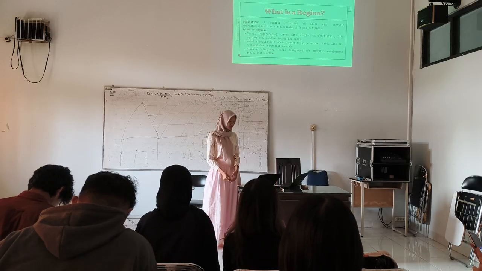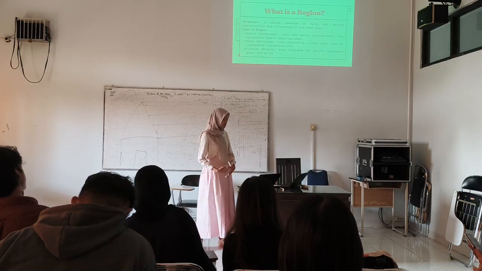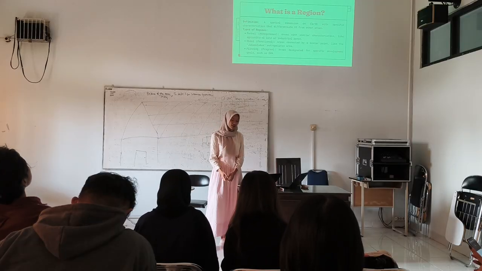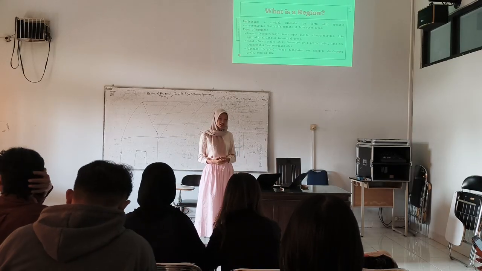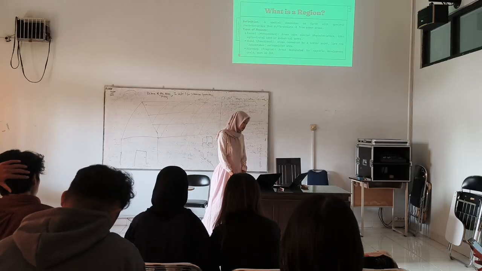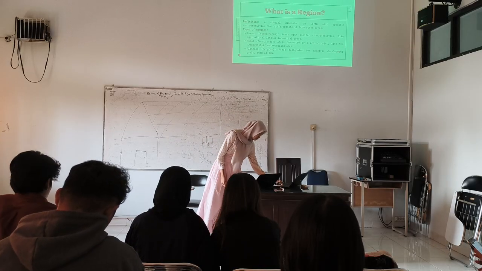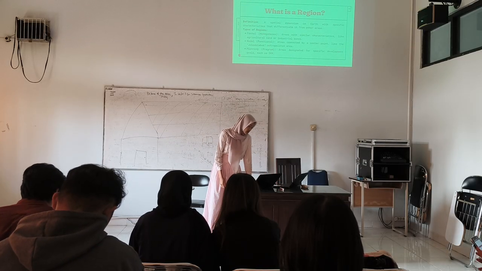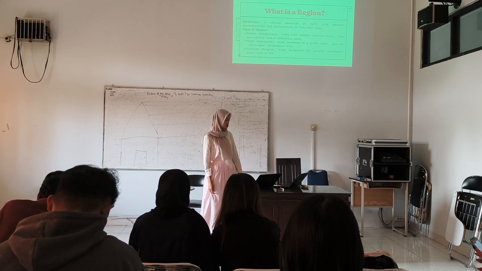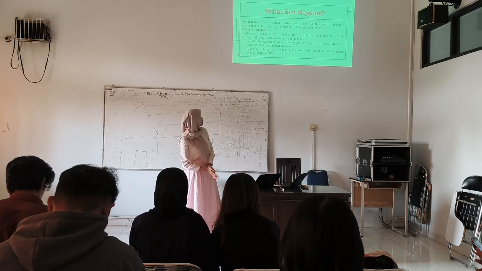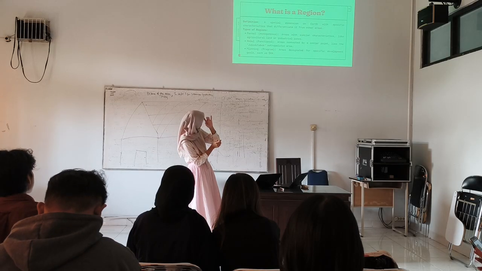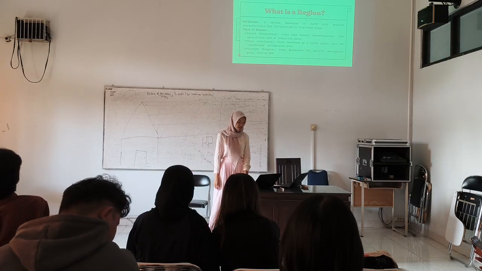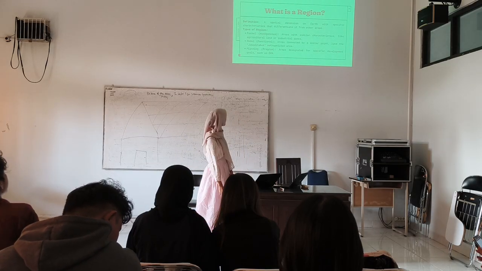What is a region? A region is a special dimension on Earth with specific characteristics that differentiate it from other areas. There are three types of region. The first one is formal region, the nodal region, and the planning region. Now let's get to know about formal region.